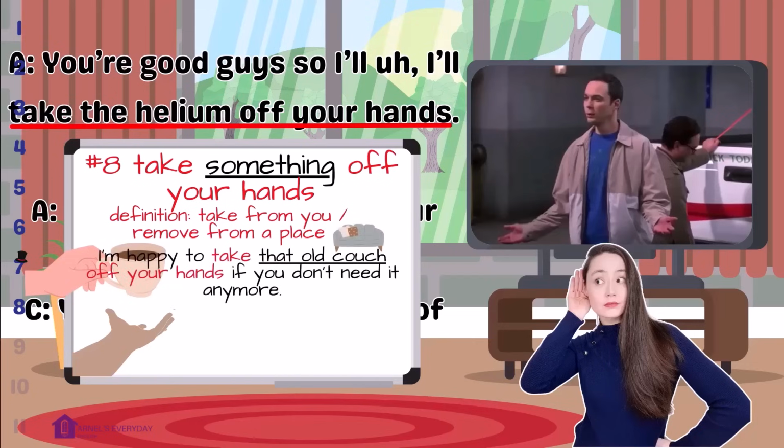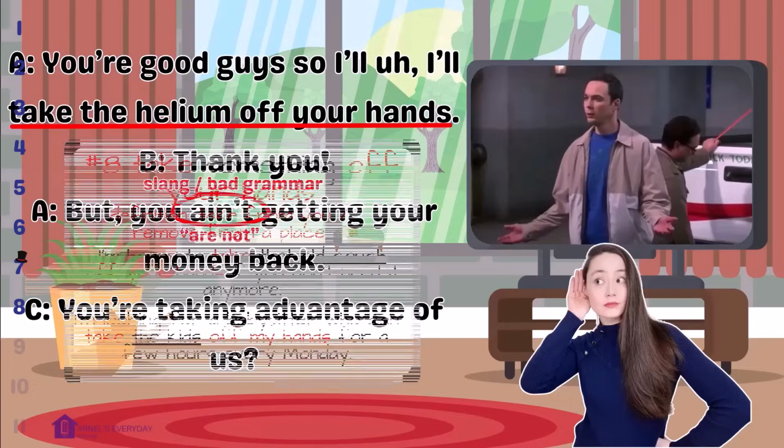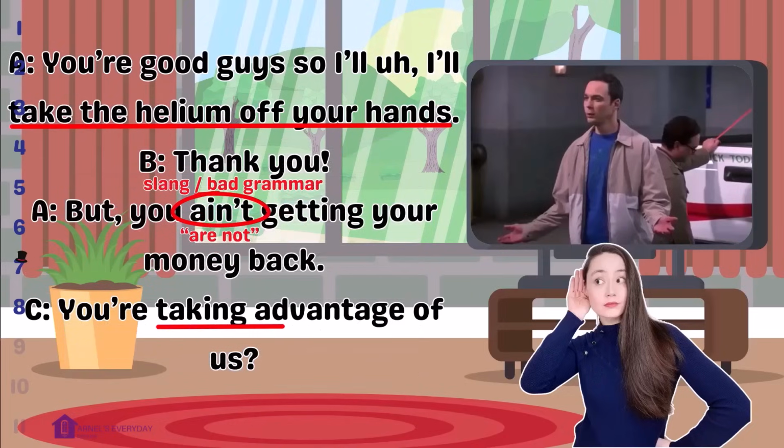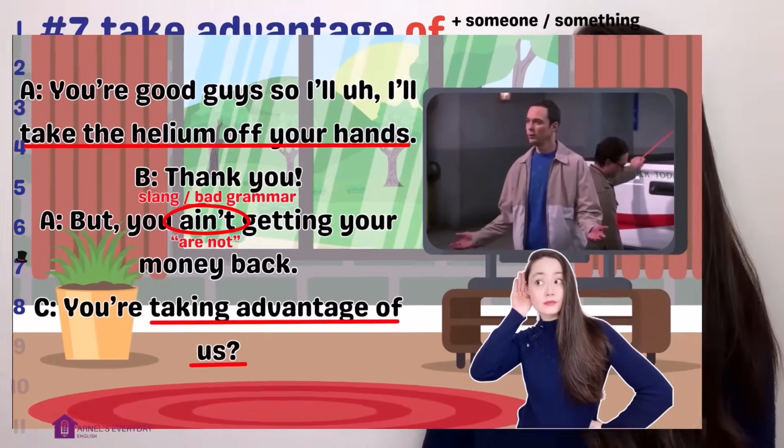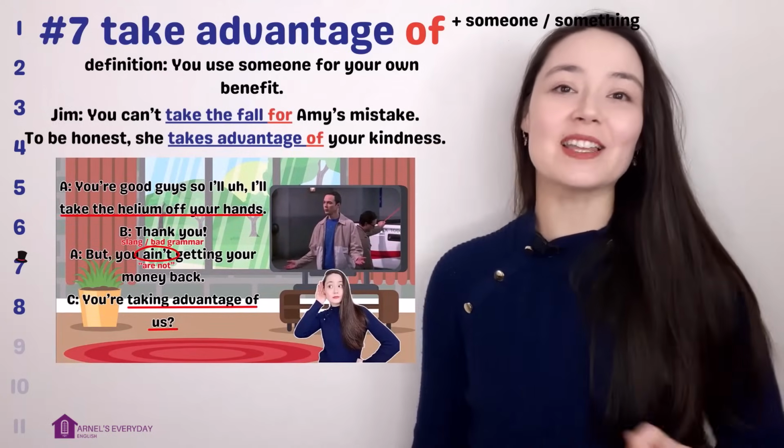I'm happy to take that old couch off your hands if you don't need it anymore. I need a couch. I'm looking for a babysitter who can take the kids off my hands for a few hours every Monday. So you can see we can mean physical objects like a couch or something just temporary like watching the kids. And we see number 7 here. You're taking advantage of us? You're using us for your own benefit? It's nice having 2 expressions in one clip.